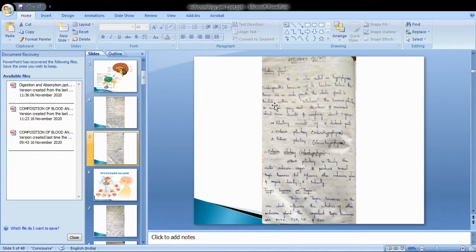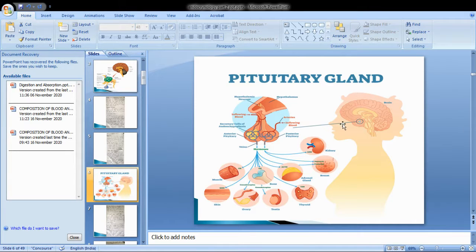The whole gland is located within a sella turcica.